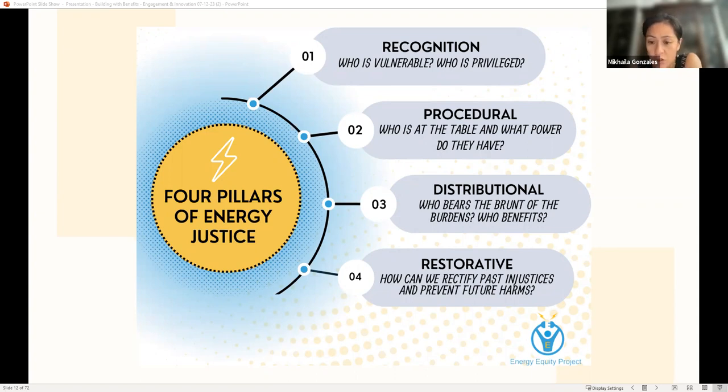Secondly, procedural justice refers to meaningful participation in the decision-making process. So that may entail adjusting decades-old processes and procedures to ensure more transparency and participation. Thirdly, distributive justice would help to address the disproportionate impact of pollution on fence line communities, as well as to develop opportunities specifically to address disparities in energy affordability and access. And then this last pillar on restorative justice is looking at acknowledging and mitigating damage that's occurred over time.